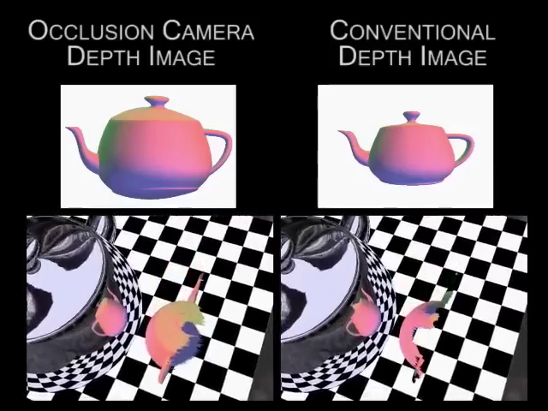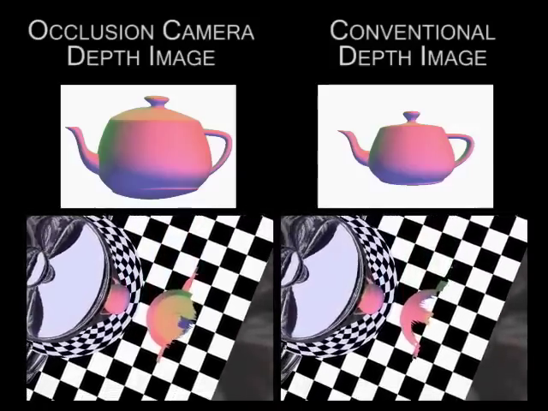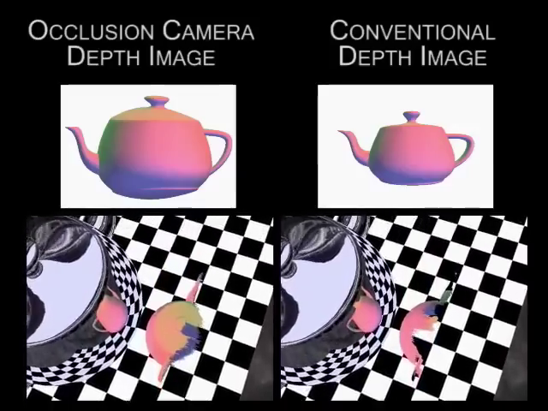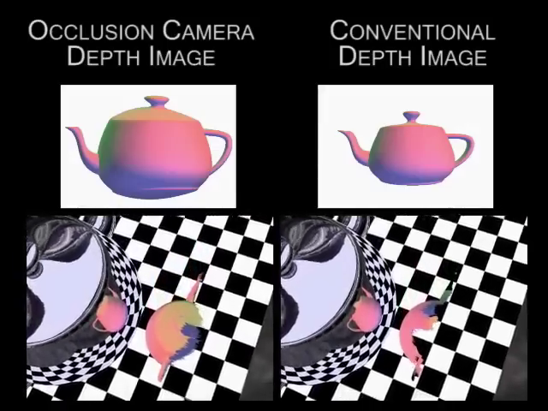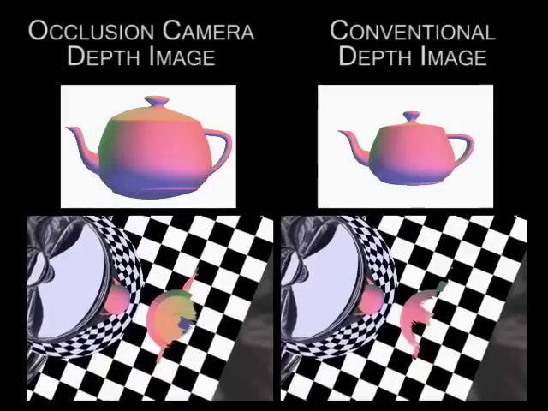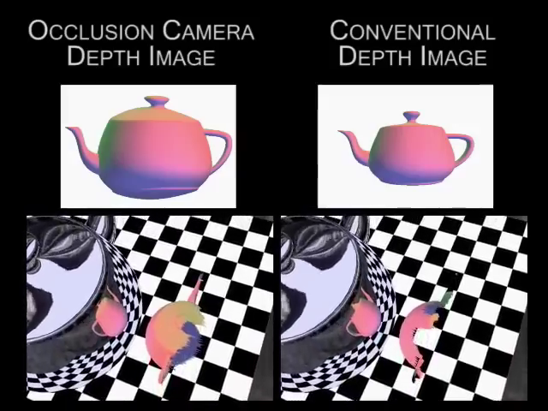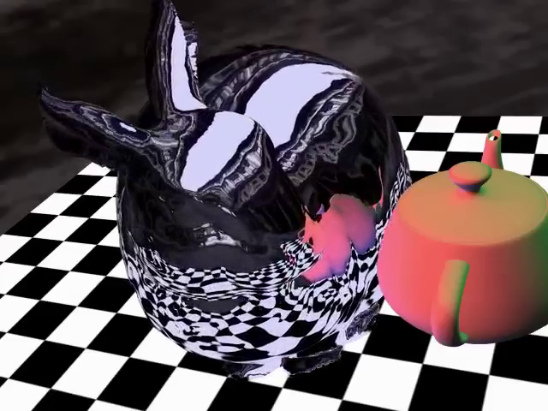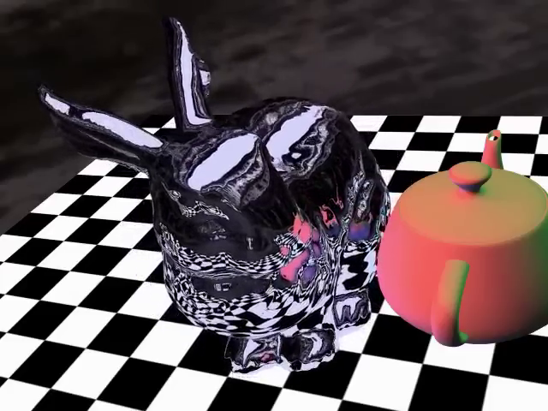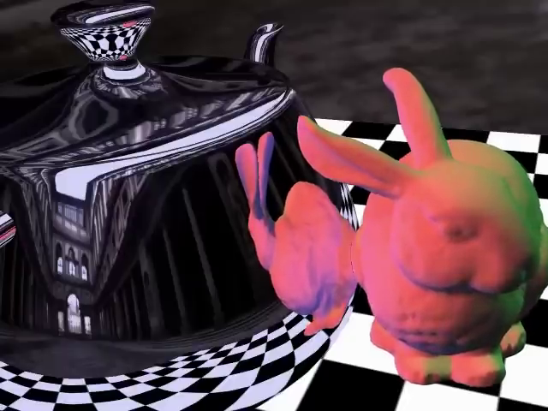Conventional depth images accelerate reflections by reducing the intersection of a reflected ray with geometry to a one-dimensional search. An occlusion camera depth image provides a better approximation of reflected geometry while the intersection remains one-dimensional. Our method does not require any pre-computation, so it supports dynamic reflectors and dynamic reflected objects.